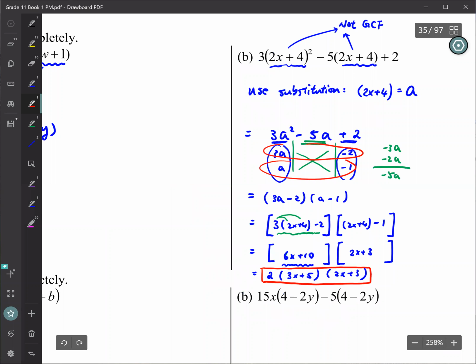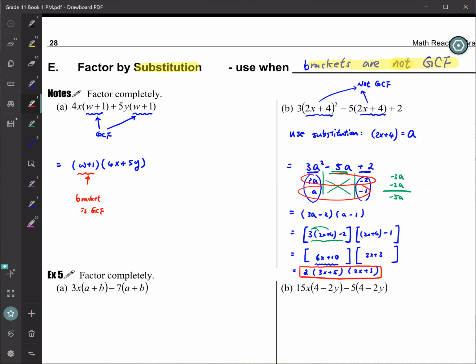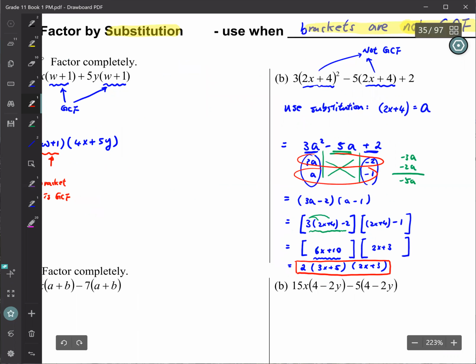Okay, so this is an example of using substitution. You use substitution, so it turns into a cross multiply question. And then after that, you need to replace it back, simplify, and then GCF again, right? So you see it's a combination of many things. Here is cross multiply, right? And then here we use GCF.